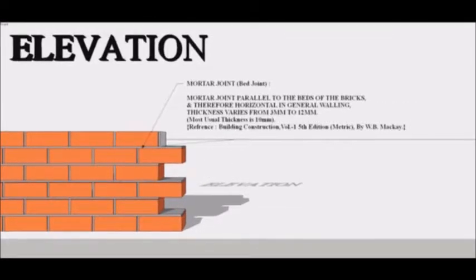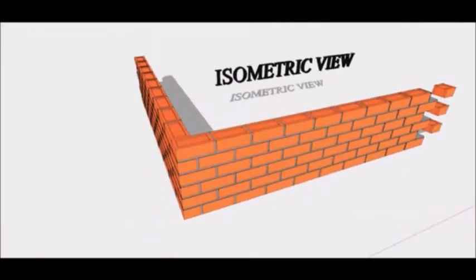Now, come to mortar joints. As they are made manually, the margin of error is more; you cannot determine the actual thickness of mortar joint. Therefore its thickness varies from 3 mm to 12 mm. Now, let's understand with the help of an isometric animation, the creation of a stretcher bond wall.